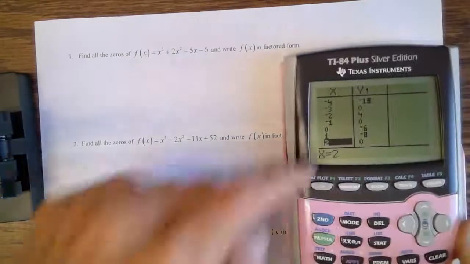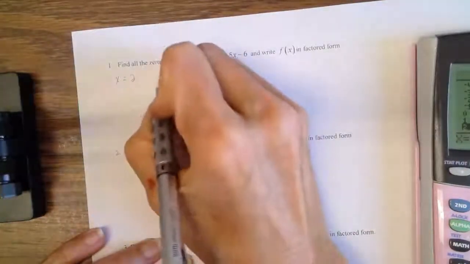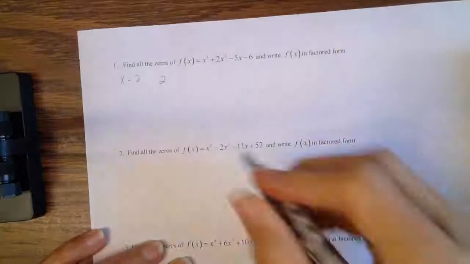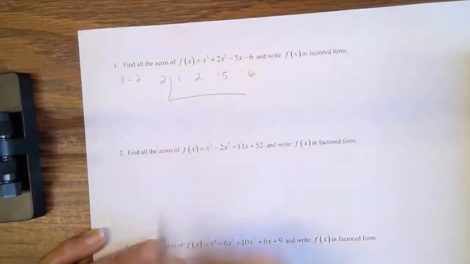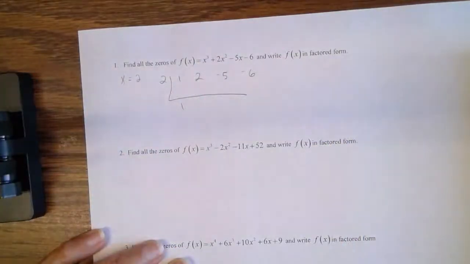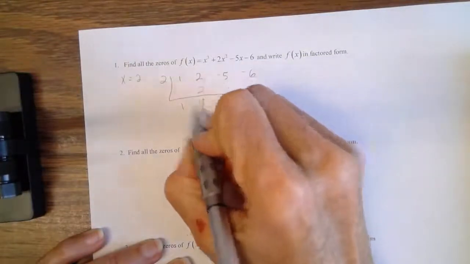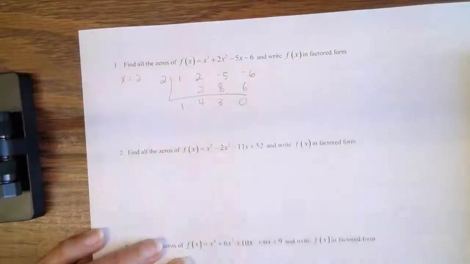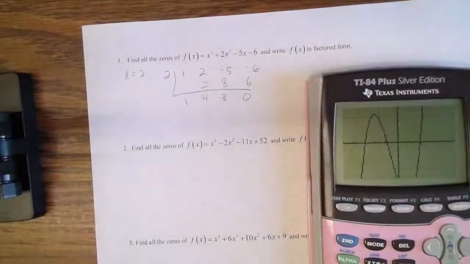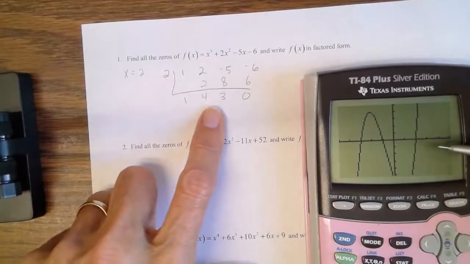So let's just use the 2. If we say x equals 2, what would that look like? I would put 2, and then 1, 2, -5, and -6. Drop down your 1 to kick off your synthetic division. 2 times 1 is 2, 2 plus 2 is 4, 2 fours is 8, 8 and -5 is 3, 2 threes is 6. Sure enough, just like it showed on here, +2 is in fact a 0.